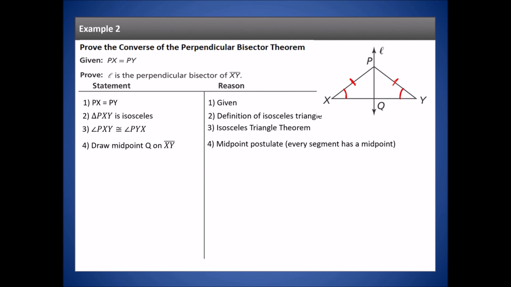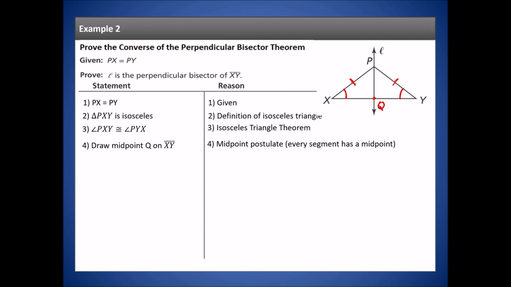Now that we know that, we're going to say that this point right here, we're going to call that the midpoint, and we're going to call it Q. How can we say that that's the midpoint? Well, we're drawing from what we call the midpoint postulate. The midpoint postulate states that every segment has exactly one midpoint. And so this segment, line segment XY, has to have a midpoint. And let's designate that midpoint Q, which is exactly what we're doing here.